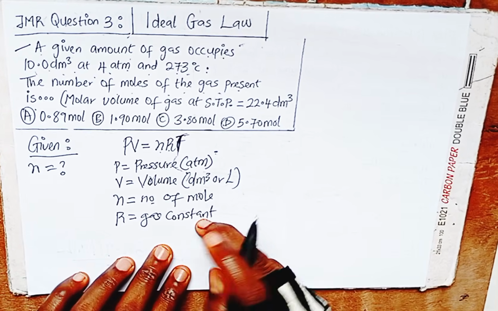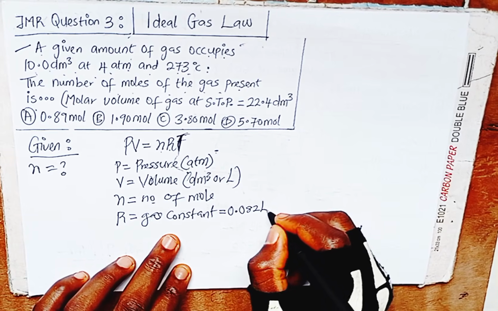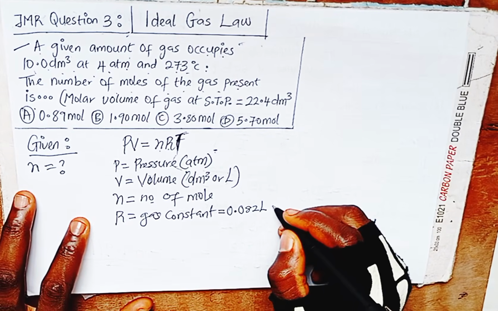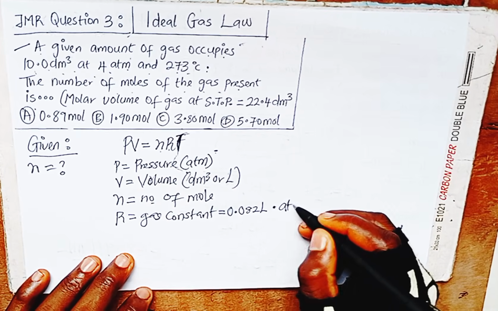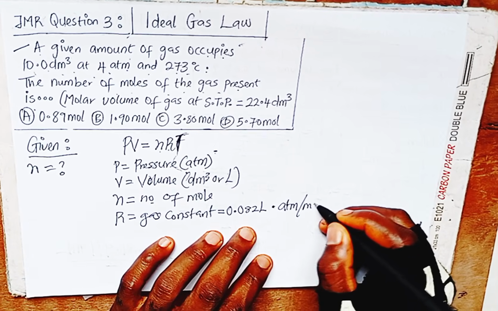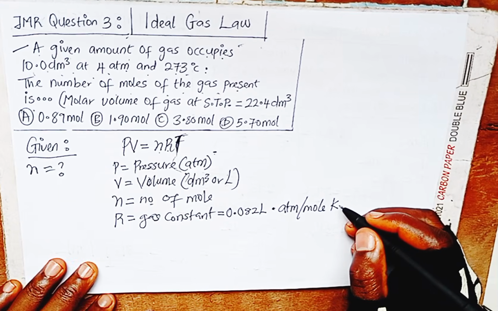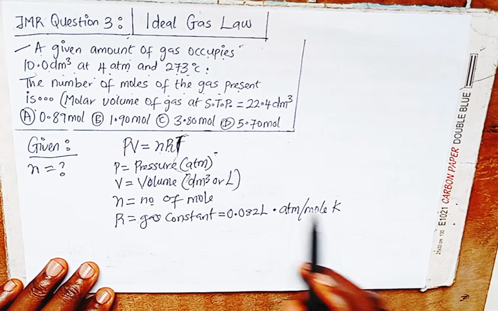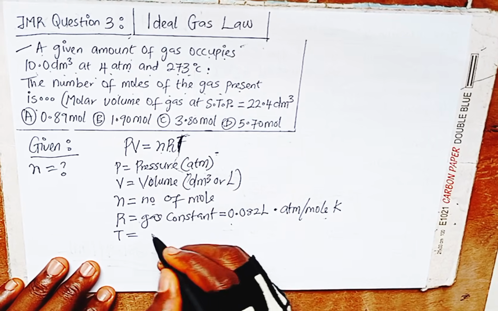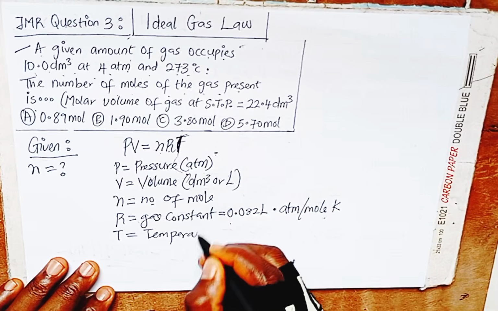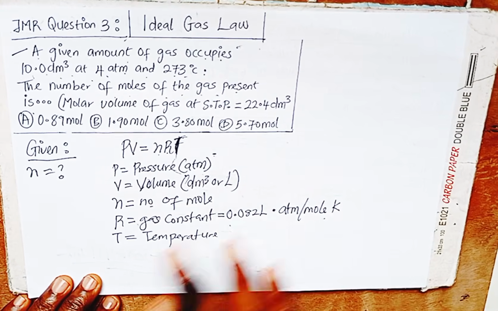Okay, this one is the gas constant, which is usually equal to 0.082 liter atmosphere per mole Kelvin, or it can be in liter or in atmosphere, per mole Kelvin. Okay, just like this. Or this can serve as the molar volume at standard temperature and pressure, where T is equal to what? Temperature. Okay, so this is the ideal gas. Make sure you learn this and know what each of them represents.